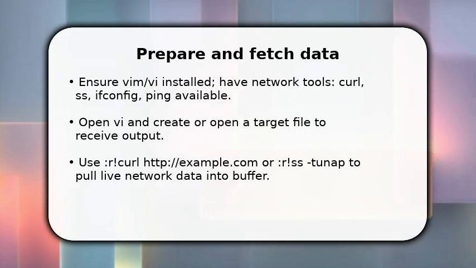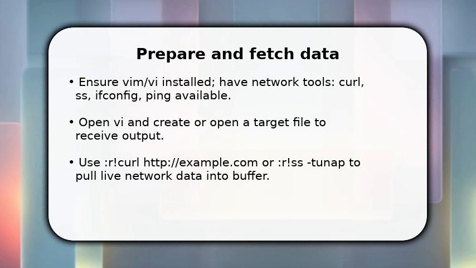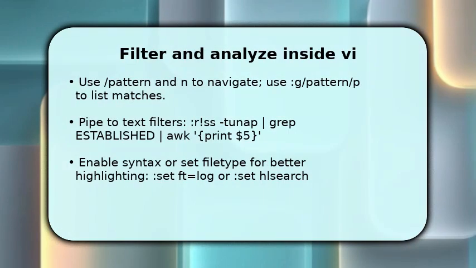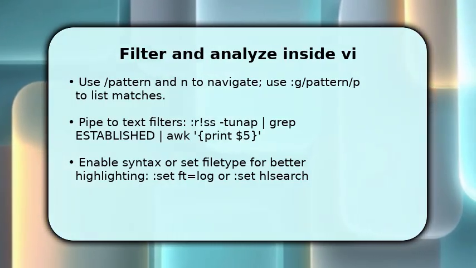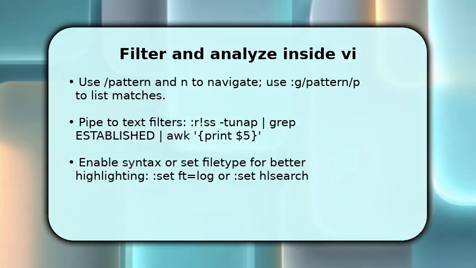Once done, make sure each command produces expected text. If not, try a simpler command like :r !ping -c 1 8.8.8.8. Once the data is in the buffer, focus on extracting what matters. Search with / and jump with n. Use :g/pattern/p to print matched lines.